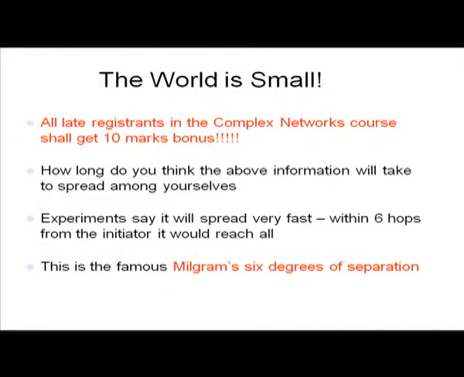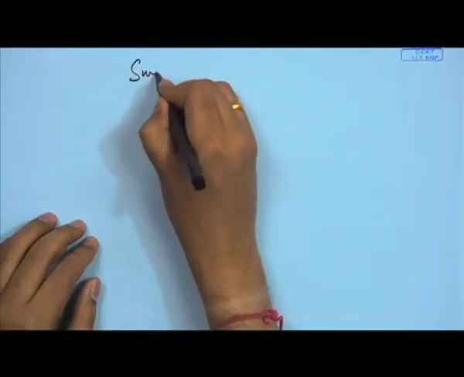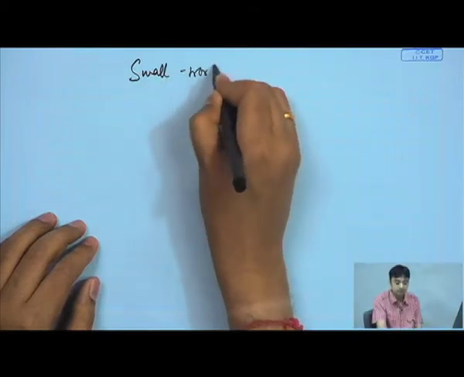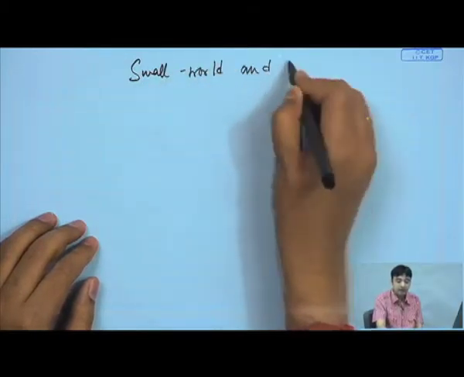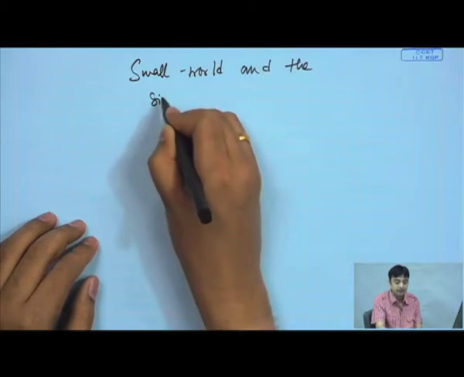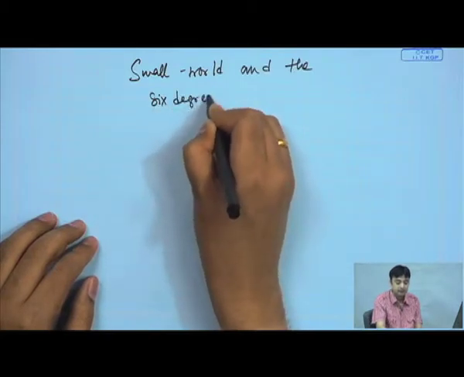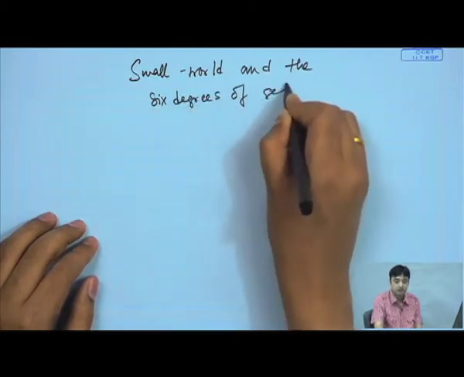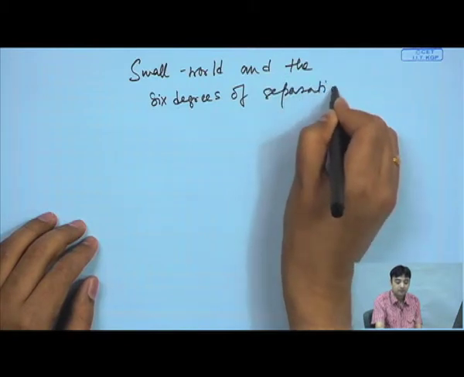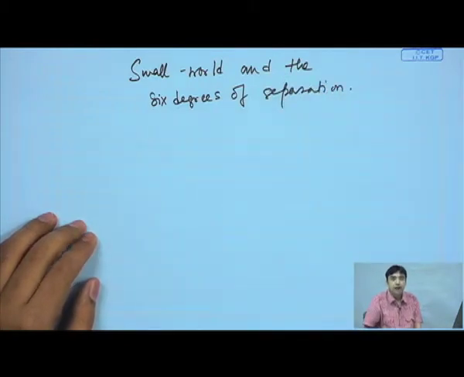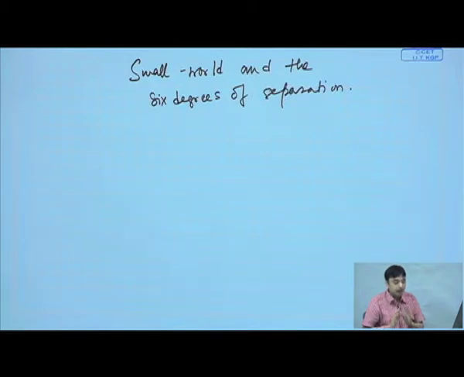Okay. So, then the next thing that we will talk about is this concept of small world and the 6 degrees of separation. Fine. So, this idea is again very interesting.